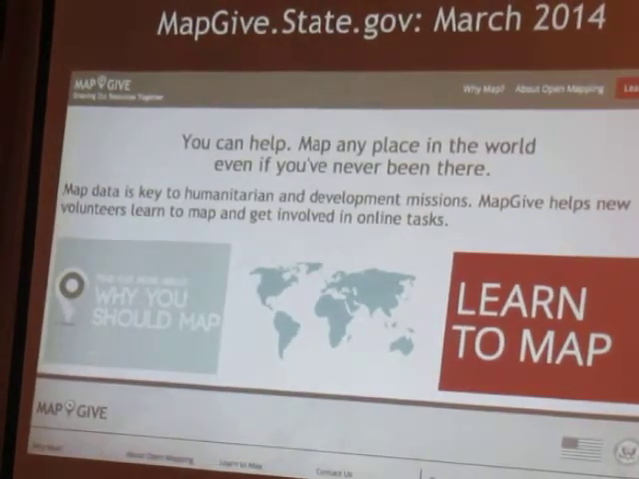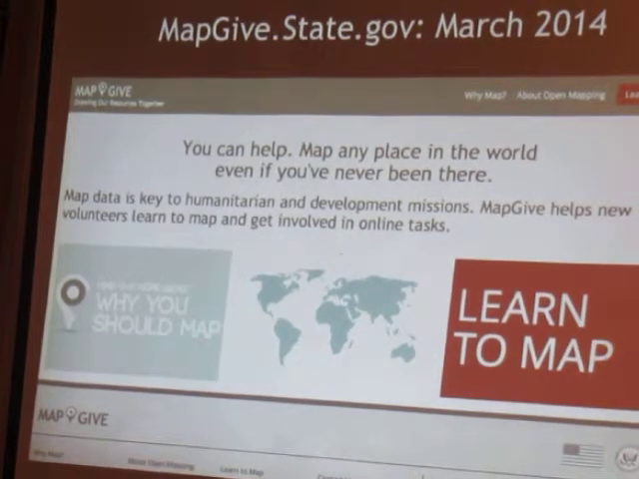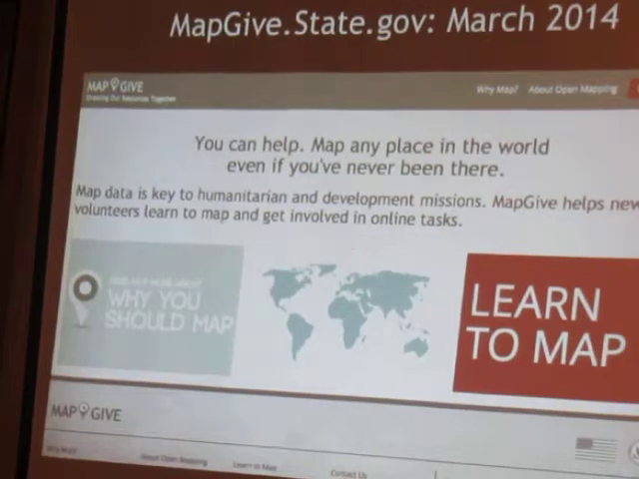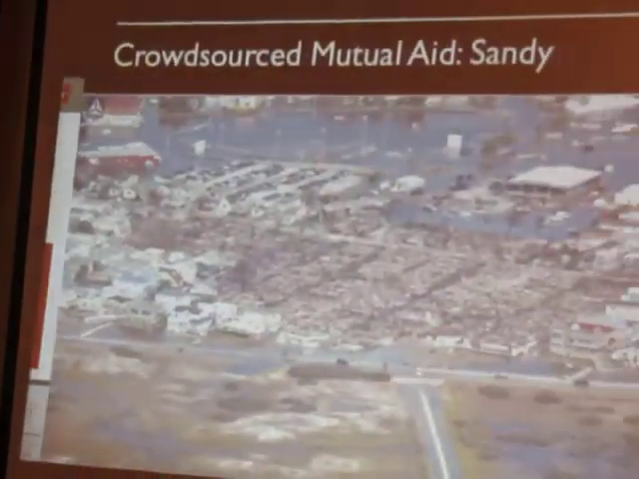I'm going to show you quickly. This has turned into a MapGive official State Department program, and now it's actually policy, but it took a lot of campaigning to get it there.